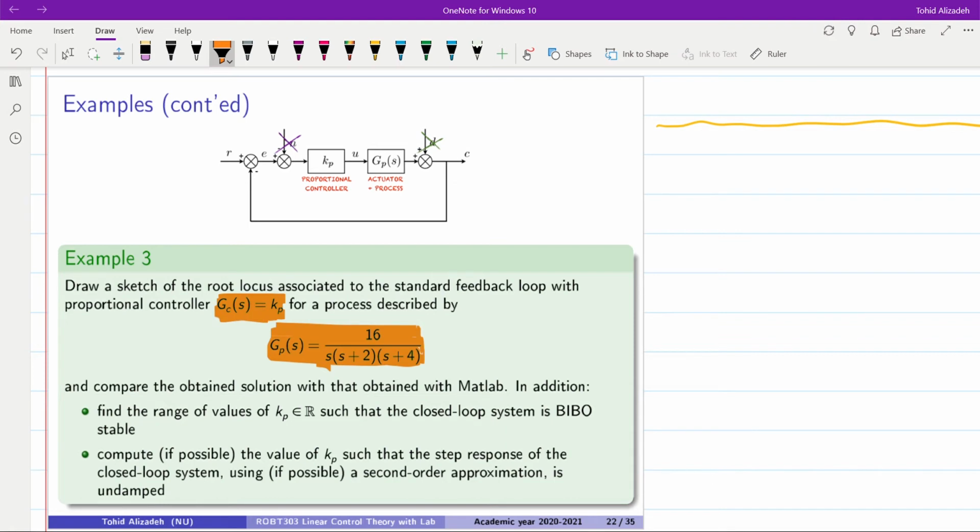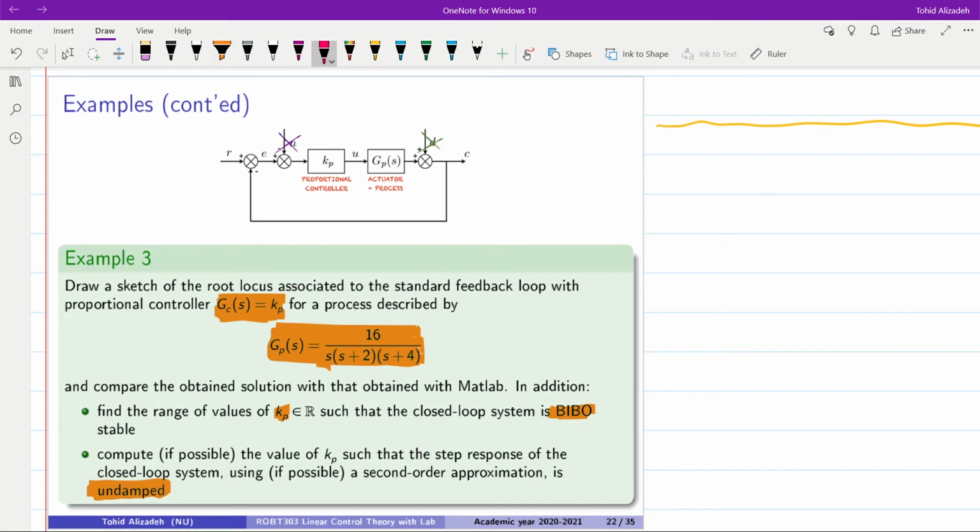So we want to draw the Root-Locus for this system and then compare it with what we get from MATLAB. We also have 2 points which we need to consider. We need to find the range of values of KP such that the closed loop system is BIBO stable. And also we will see whether there is a value for KP such that the step response of the system, using a second order approximation, is undamped. Okay, so these are the things that we will consider later. But for now, let's focus on drawing the Root-Locus.